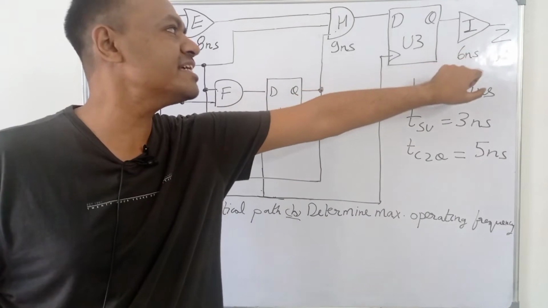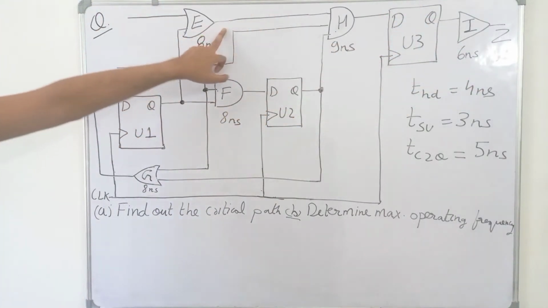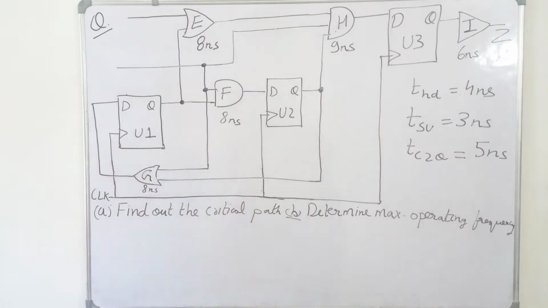Propagation delay of the inverter is 6 nanosecond, of this AND gate is 9 nanosecond, then this E is 8 nanosecond, this G is 8 nanosecond and this F is also 8 nanosecond. So we are given the propagation delays of each logic gate.